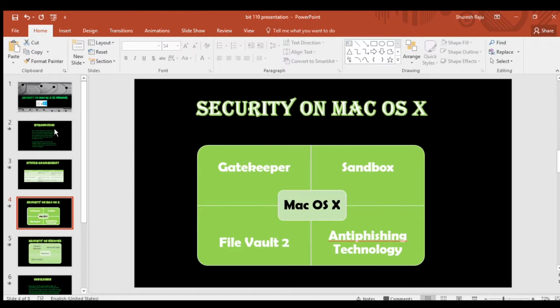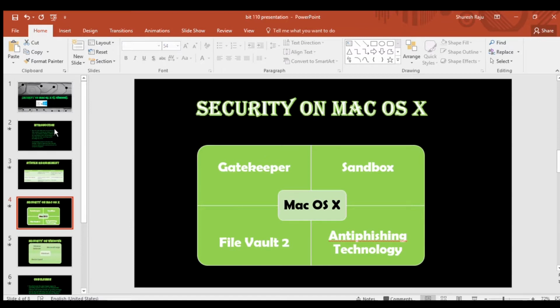Third, Sandbox. Sandbox in Mac OS guarantees that applications do just what they are expected to do. Application sandboxing confines applications from the basic framework on your Mac and your system information. Even if an application is compromised, sandboxing makes sure it guards your PC and your data at all times.